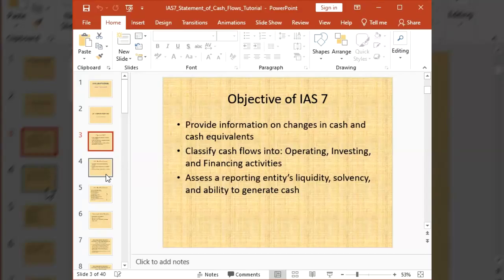By cash and cash equivalents, we are talking about cash in hand and short term demand deposits. Those short term demand deposits include short term highly liquid investments that will not result in significant changes in value when liquidated. Also, IAS 7 prescribes that a reporting entity classifies cash flows into operating, investing, and financing activities. Also, the standard helps to assess a reporting entity's liquidity, solvency, and ability to generate cash.